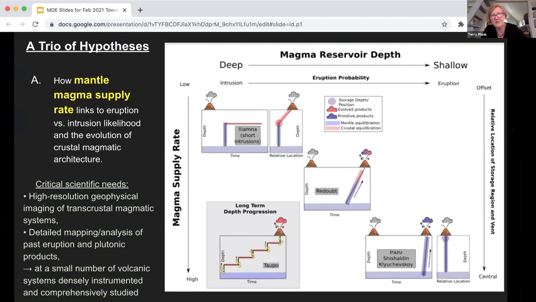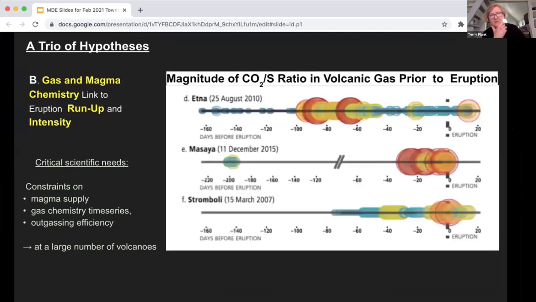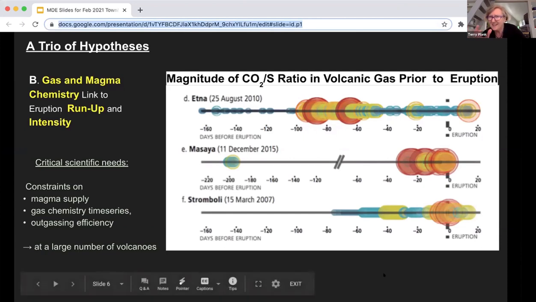But let me go next to the second of our trio. And this has to do with how gas and magma chemistry link to eruption run-up and intensity. And this is really motivated, like this image shows, by the new time series data that have come out in one example of gas composition, which turns out to be a new precursor to eruptive activity that we didn't know about. These hypotheses relate also to how mafic input is important in rapid run-up and eruption frequency, and then how we connect the gas and the magma input and how they interact to control eruption intensity.